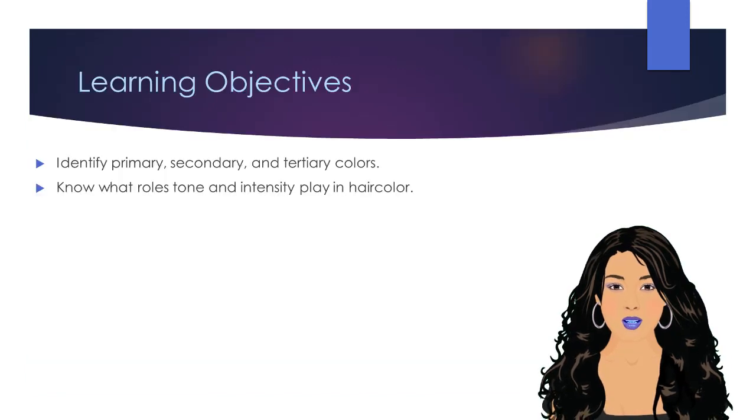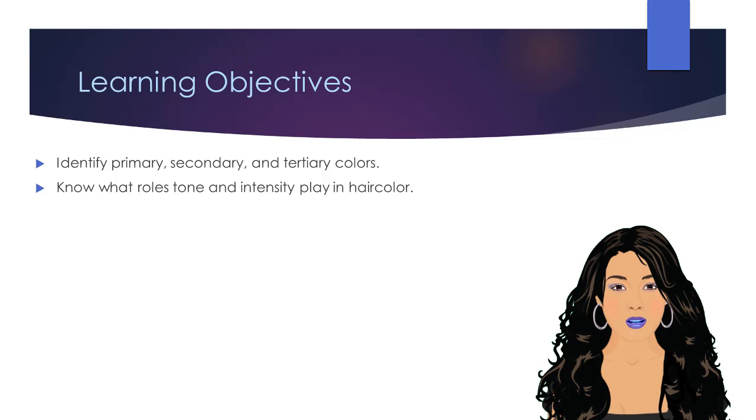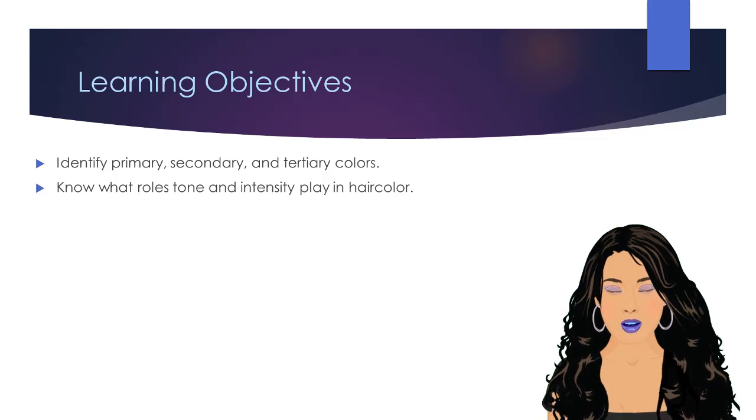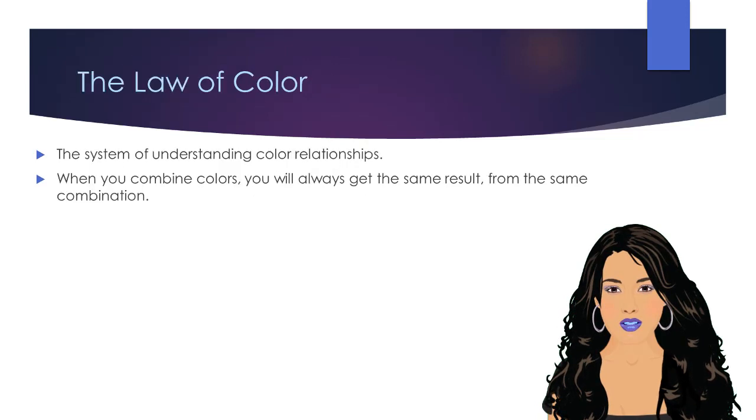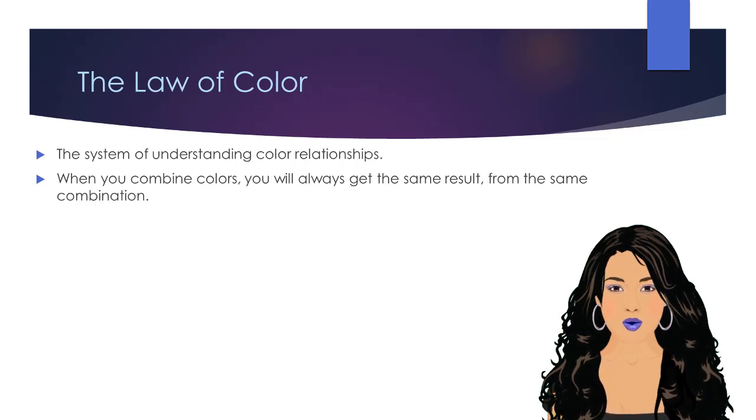Our learning objectives for this lesson will be to identify primary, secondary, and tertiary colors, and to know what roles tone and intensity play in hair color. The law of color is the system of understanding color relationships. When you combine colors, you will always get the same result from the same combination.